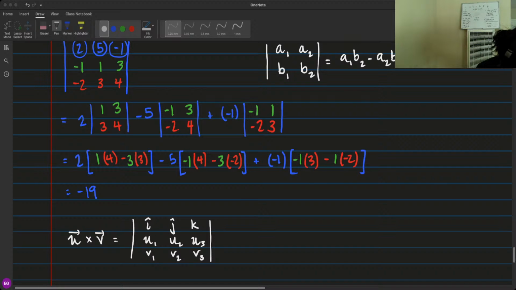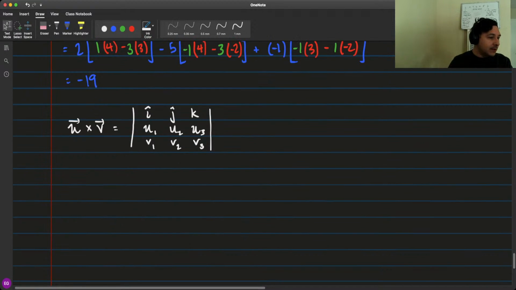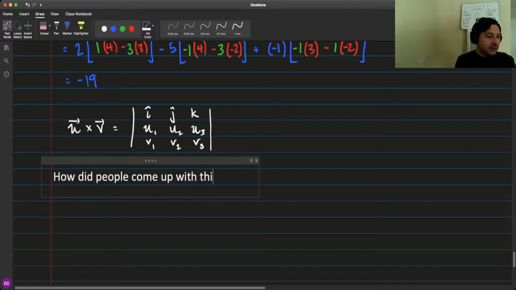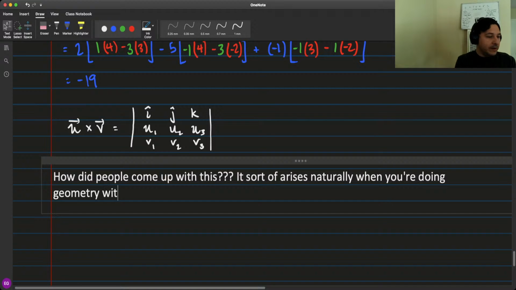Okay. So there's some interesting applications to this stuff. You might be wondering, why would they come up with this stuff? And it's used a lot in computer graphics and in geometry. You might be wondering how people came up with this, and the answer is it sort of arises naturally when you're doing geometry with vectors. So there's a good example of this.